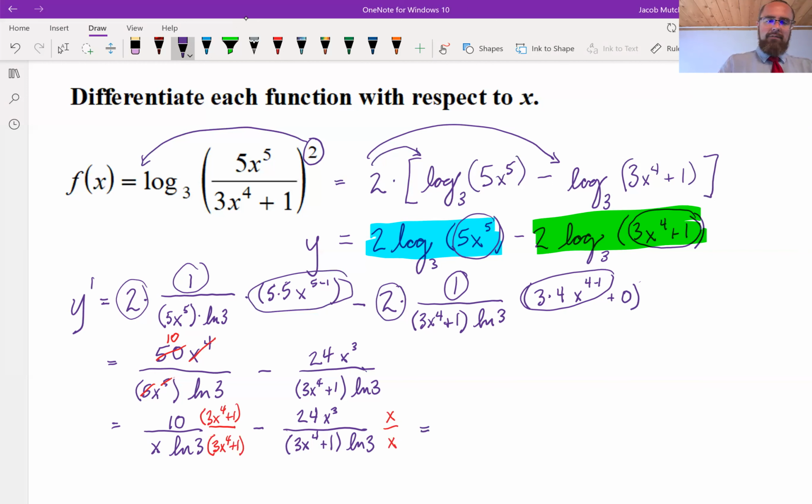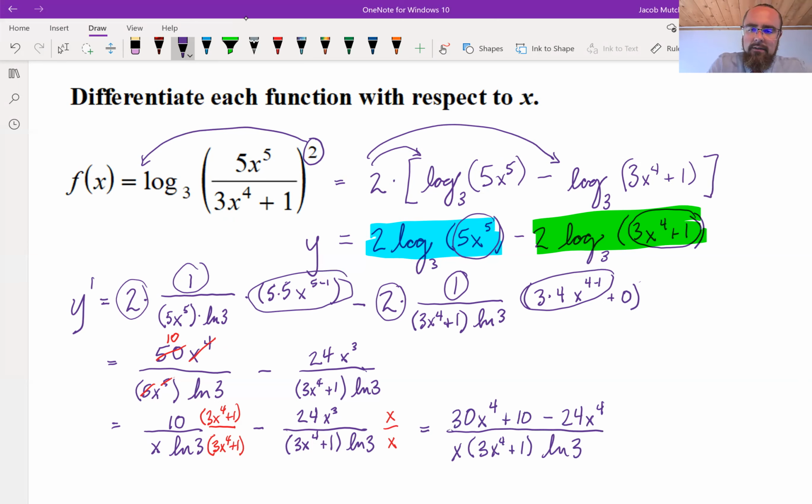That's going to give us, if I distribute the 10 through the 3x to the power of 4 plus 1, that'll be 30x to the power of 4 plus 10 minus, and then from the second term's numerator, 24x cubed times x would be 24x to the power of 4. And now we're in one fraction, so I'm going to create that common denominator, x times 3x to the power of 4 plus 1 times the natural logarithm of 3.